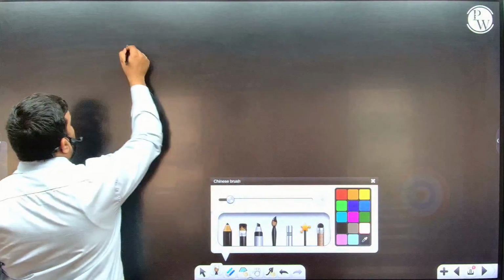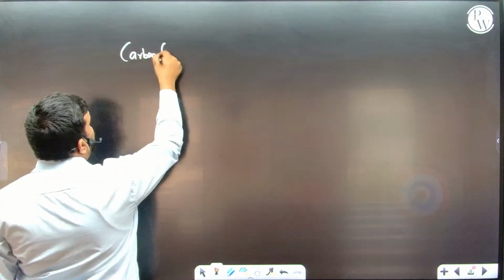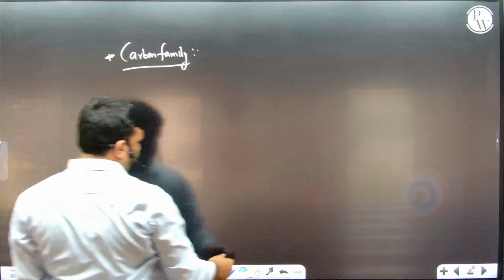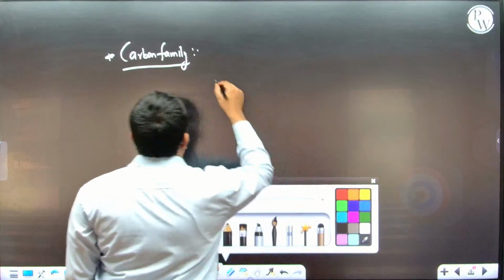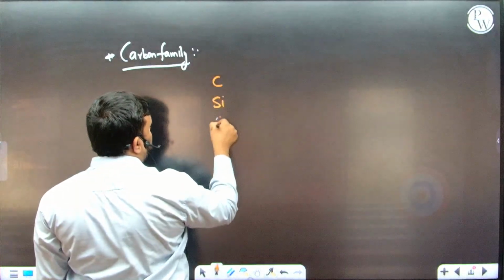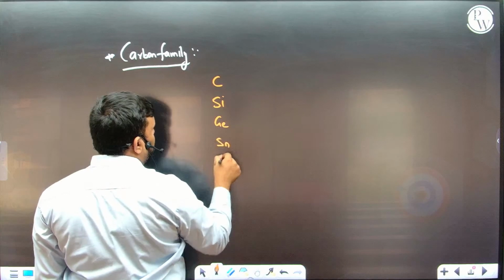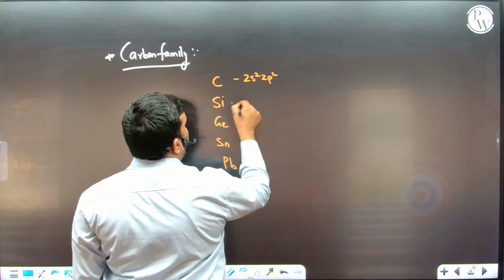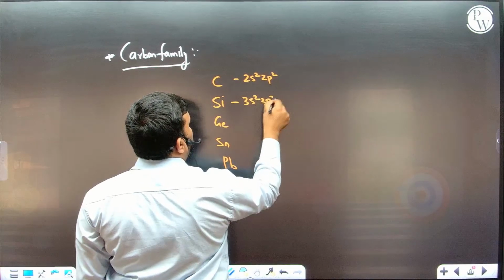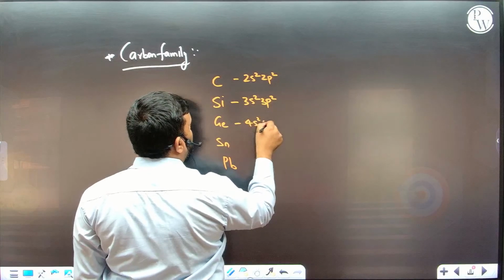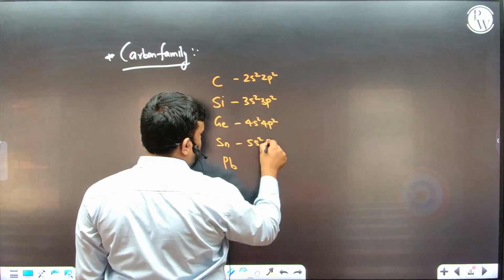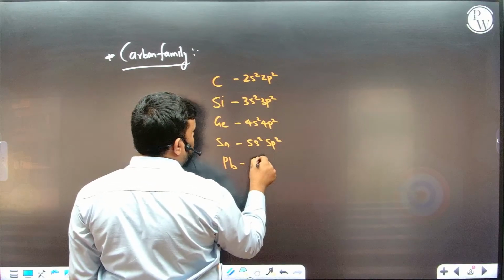So similar to this boron family, we can have a discussion about the carbon family. Everybody knows the carbon family. We are having carbon, silicon, germanium, tin, and lead. Here the configuration is 2s2 2p2, here 3s2 3p2, here 4s2 4p2, here 5s2 5p2, and here 6s2 6p2.